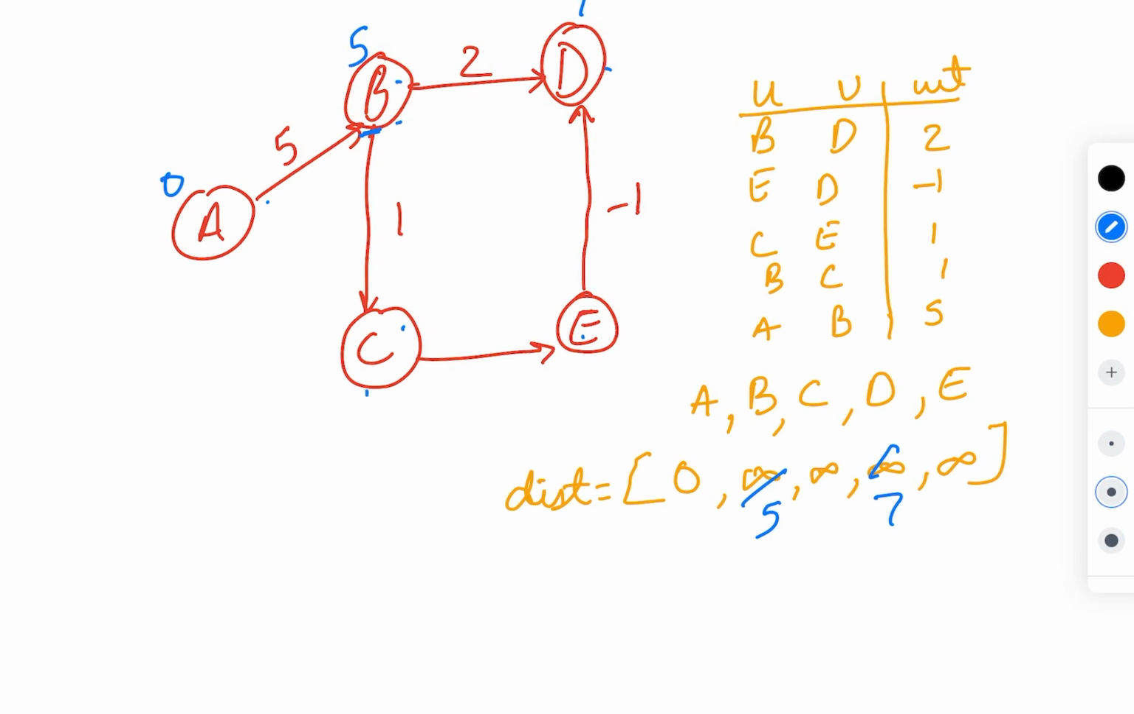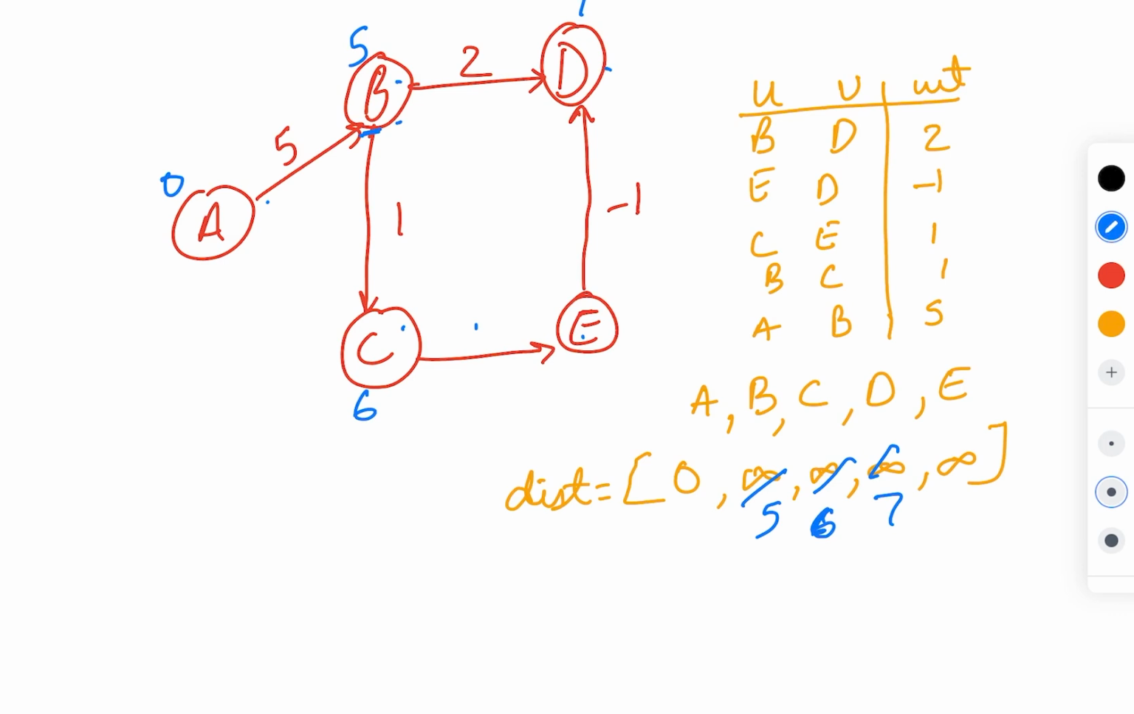Also, distance to B plus 1, that is 5 plus 1, 6, is less than infinity, so distance to C is 6. And I can update that value as well. So we now have two more values and our distance array has been updated.